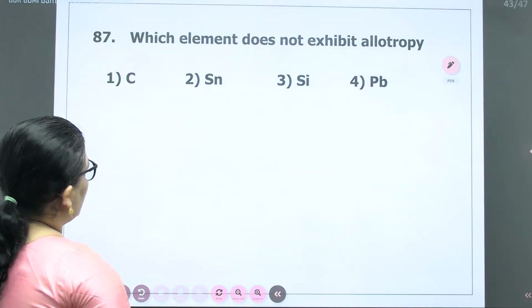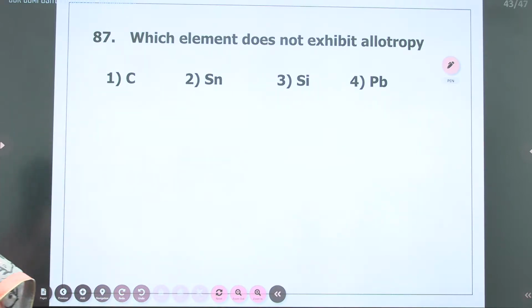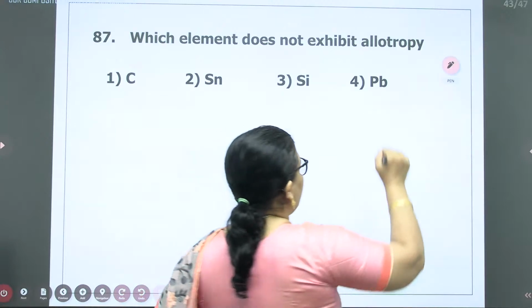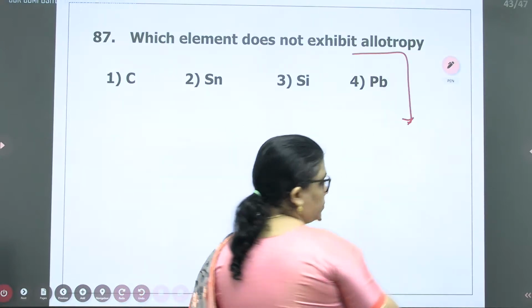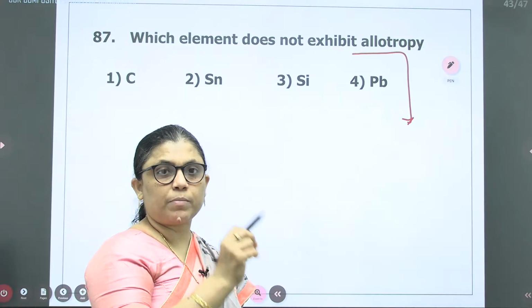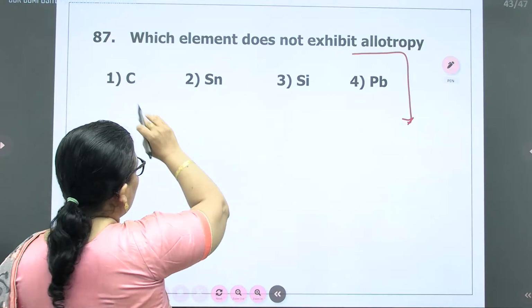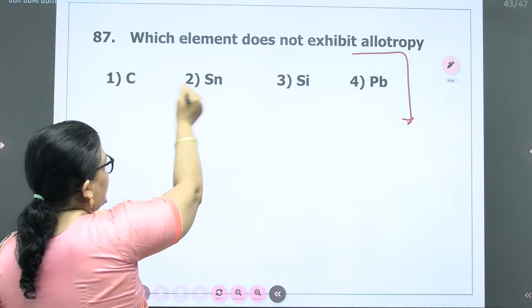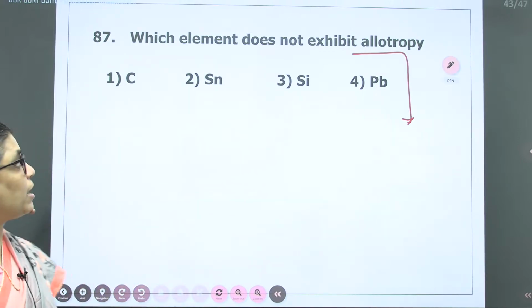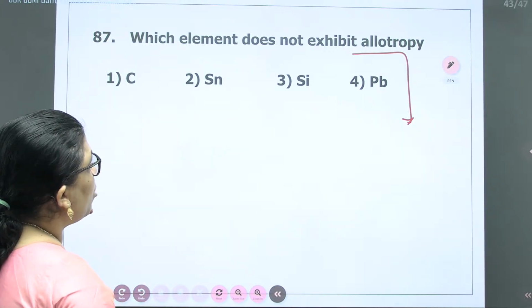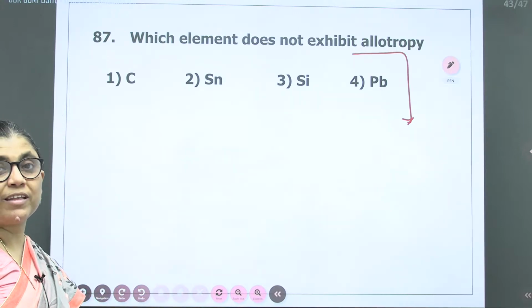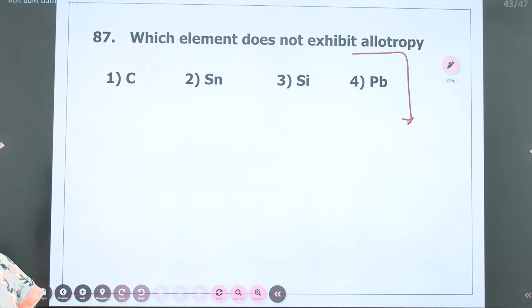Next, question number 87. Which of the following elements, when we are dealing with allotropes, which have the same chemical properties but different physical properties? The options are carbon, silicon, tin and lead. They are asking which element does not exhibit allotropy. It means it exists in only one form.